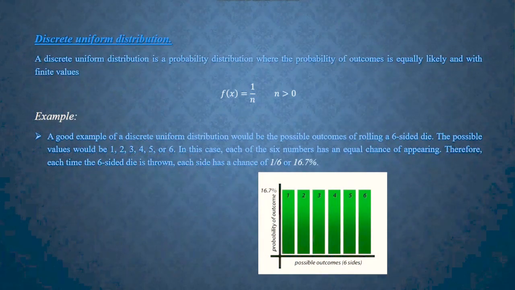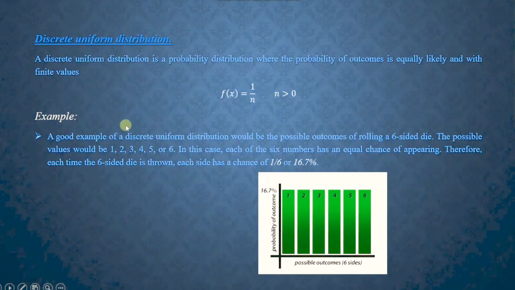Guys, first we talk about the discrete uniform distribution. A discrete uniform distribution is a probability distribution where the probability of outcomes is equally likely and with finite values. In discrete uniform distribution, there is a probability mass function equal to 1 upon n. Here, n is always greater than 0.